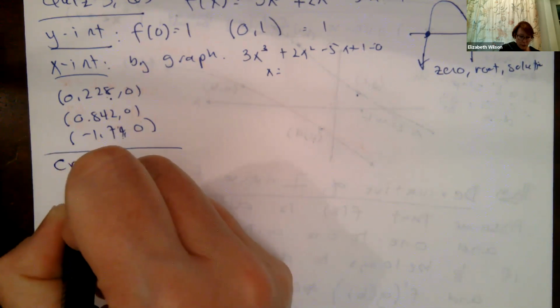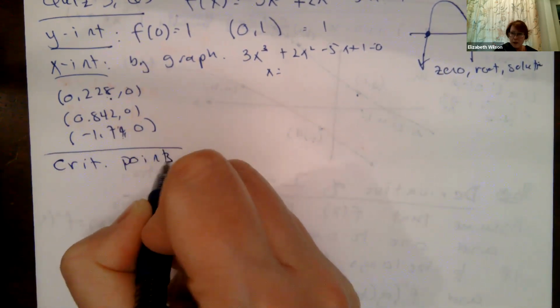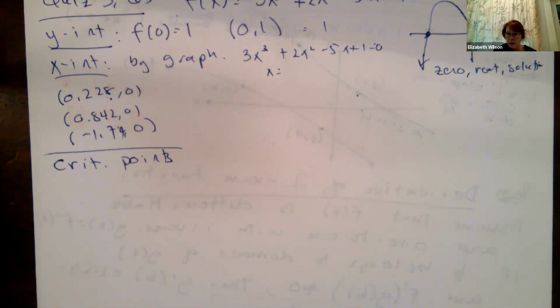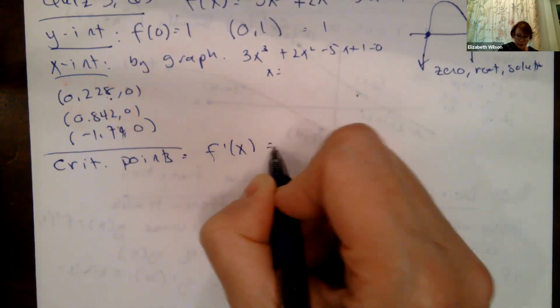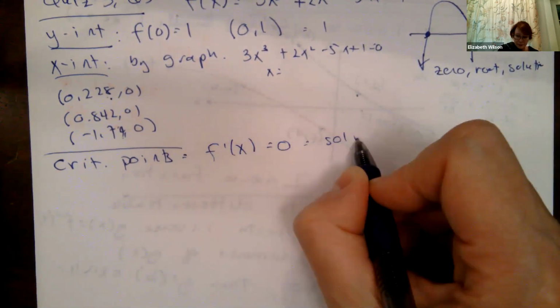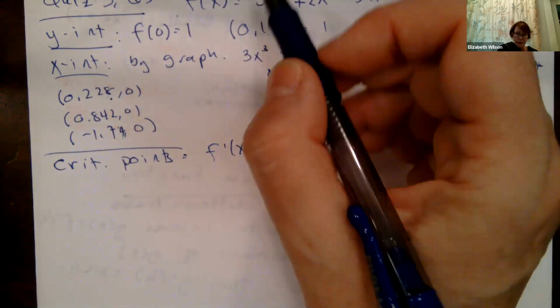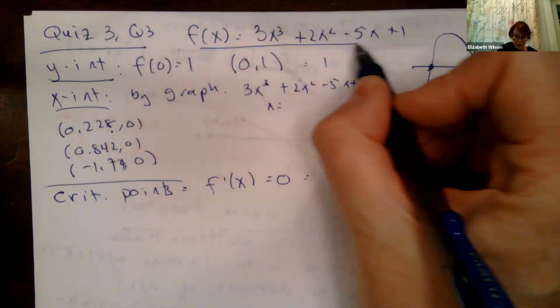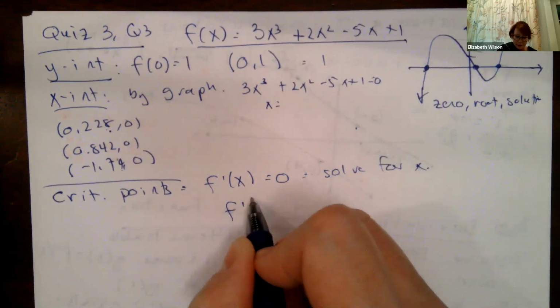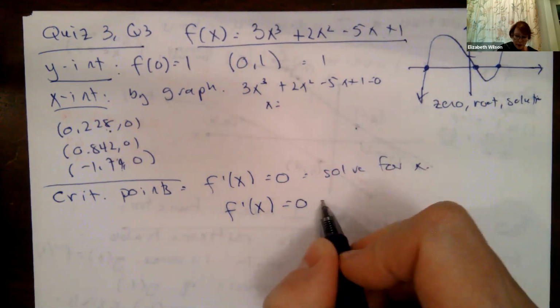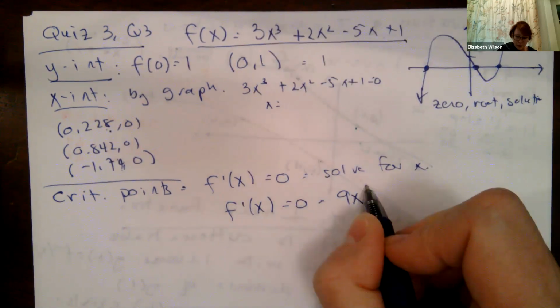All right, so now we're getting into the calculus part. So this was all just algebra stuff. Now the critical points: remember, critical points are where I take my first derivative, set it equal to 0, and solve for x. So I'm going to take this function and take my first derivative. My first derivative equals 0 is going to be 9x squared.